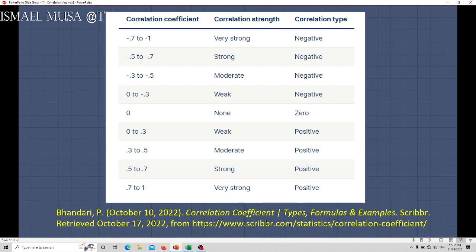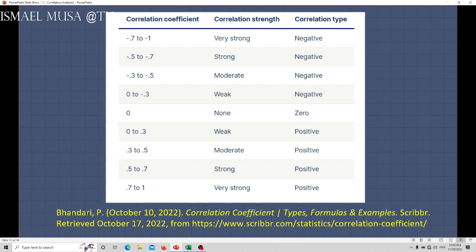As we know, correlation can be established from negative 1 to 0, and 0 to positive 1. Okay? So, this is our interpretation. As I said, this is from Bandari 2022. It's recent. So, when you say negative 0.7 to negative 1.0, the correlation is very strong.